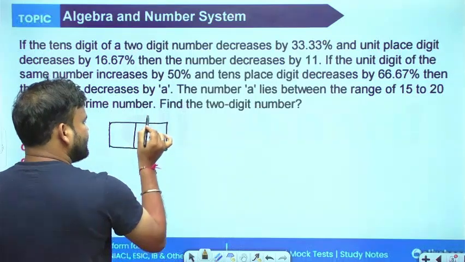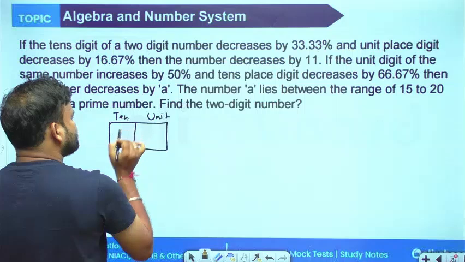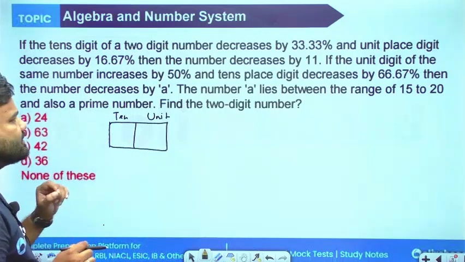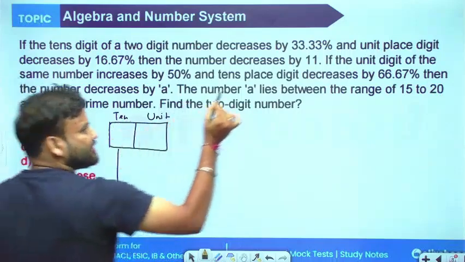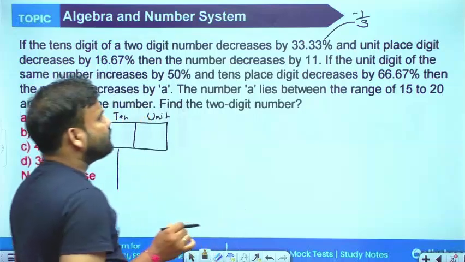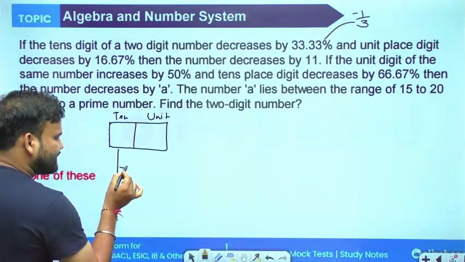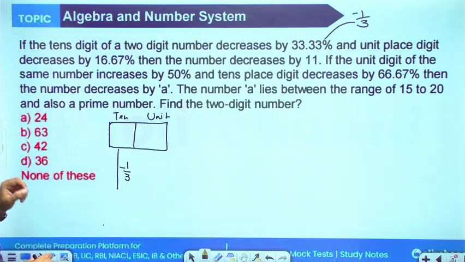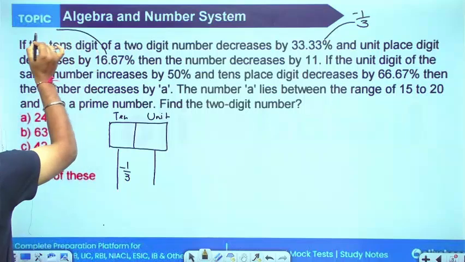This is the unit digit and this is the tens digit. If the tens digit of a 2-digit number decreases by 33 1/3%, what is 33 1/3%? It is 1/3. So the tens digit decreases by 1/3, so it becomes 2/3, and the unit place decreases by 16.67%. The fraction value is 1/6.